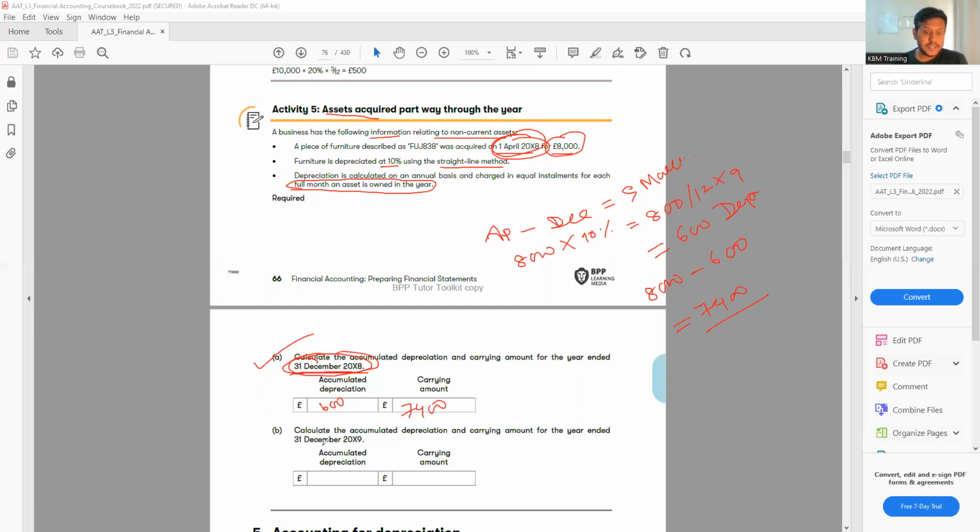The question asks to calculate the accumulated depreciation and the carrying amount for the year ended 31st December 2019, that means the next year. Remember that next year we have the depreciation for the whole year, so we don't have to split the months. 8,000 is the cost, 10% is the depreciation, so my depreciation will be 800.